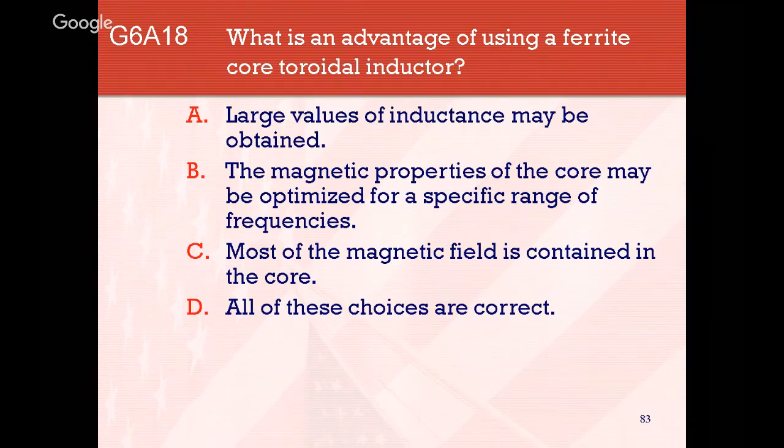Large values of inductance can be obtained with a ferrite core toroidal inductor. The magnetic properties of the core may be optimized for a specific range of frequencies. That core is adjustable so that you can fine tune the internal aspects of that circuit. And it also performs the function of containing most of that magnetic field within the core itself. So, in actuality, all these answers are correct. That is an advantage of using a ferrite core toroidal inductor.